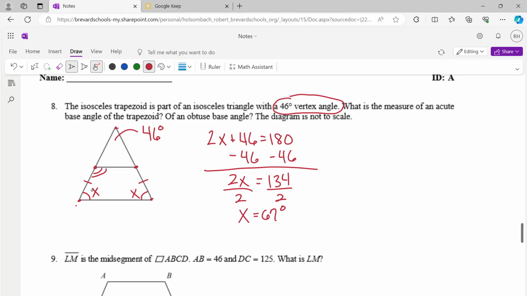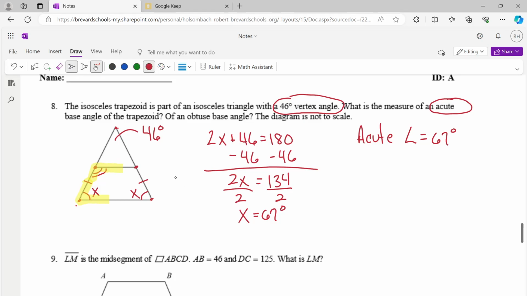Now, what the x represents is one of the acute angles of the trapezoid. So the acute angle is equal to 67 degrees. It's less than 90. The obtuse angle, which is right above it here, right? Here's your acute angle. Here's your obtuse angle.